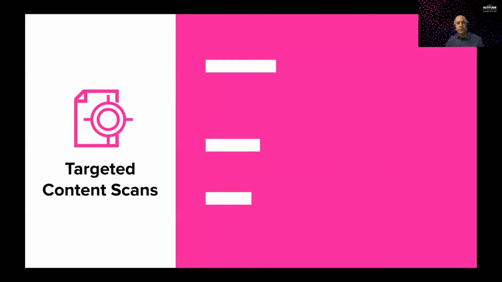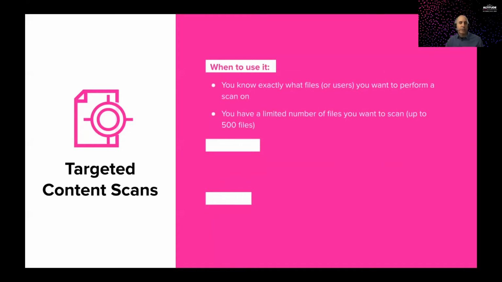The second method is to target some content scans. This would be when you know exactly what files you're looking for, that you want to perform a scan on. You do have a limited number of files you can scan, up to 500.